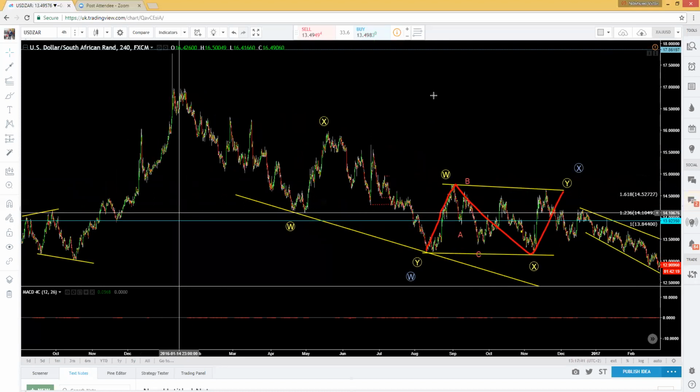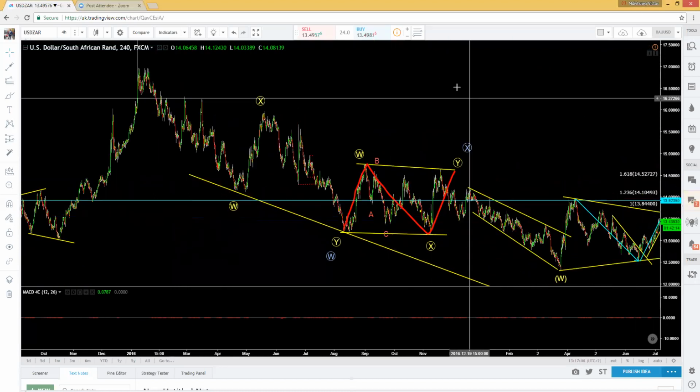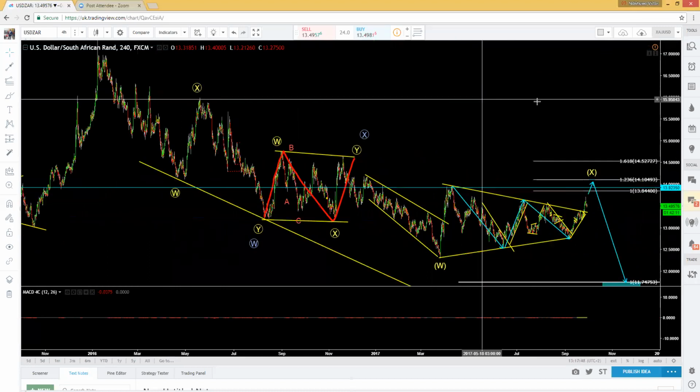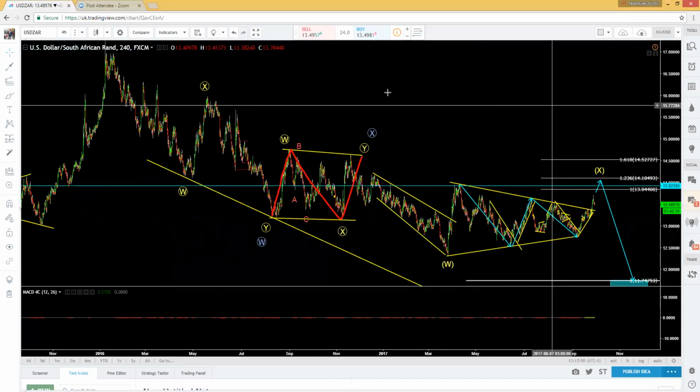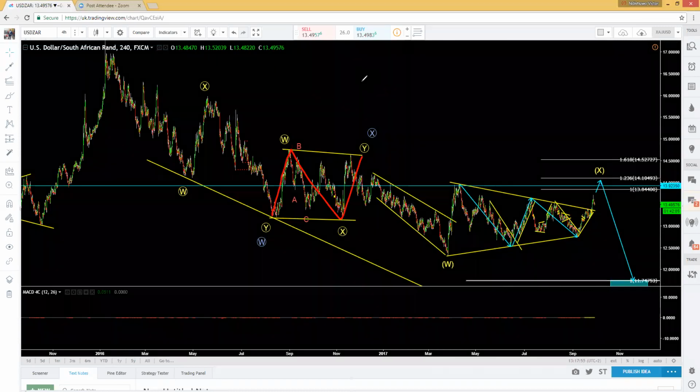Okay, but let's understand the correction now. What's happening with the correction? I want to try and get the whole correction on one screen so that we can identify it. Okay, forget about the labelings. Forget about the labelings. So let's do the patterns. What do I have here? I've got a zigzag in yellow. What do I have? I've got a zigzag in red.